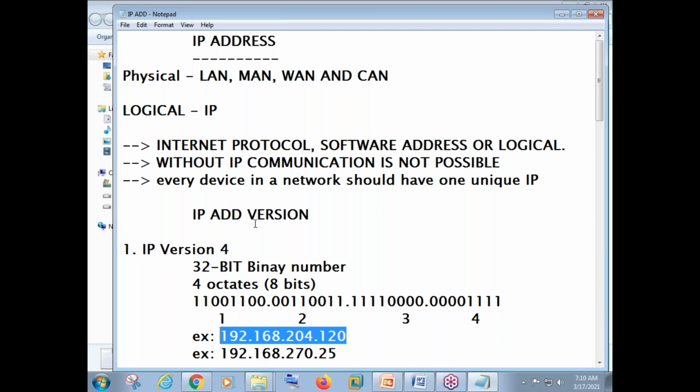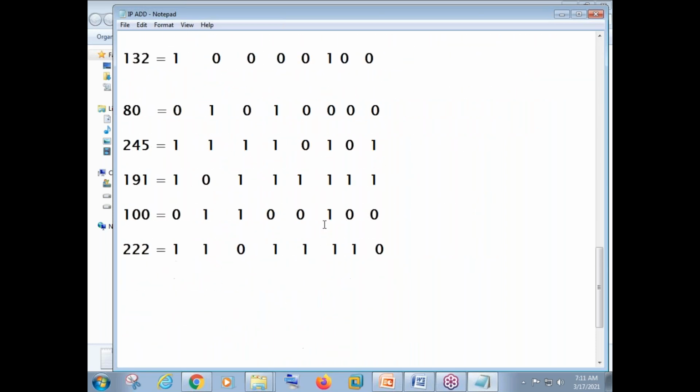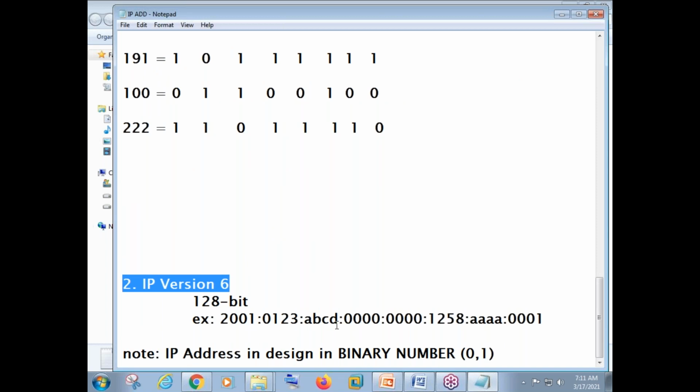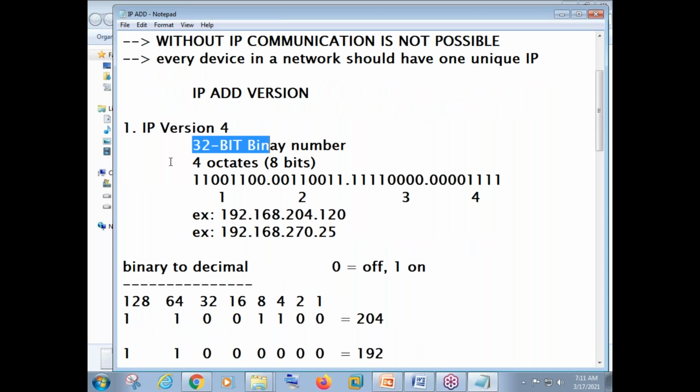Now we have two versions in IP addressing. One is IP version 4 and another one is IP version 6. What is the major difference between version 4 and version 6? Version 4 is a 32-bit number, version 6 is a 128-bit number. Version 4 is in decimal for a user and version 6 is in hexadecimal. Now IP version 4 addresses are nearly over. Actually there are no free addresses available, so for that reason they have designed and released IP version 6.